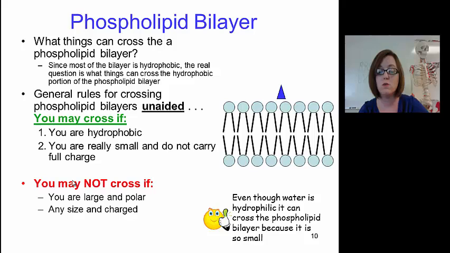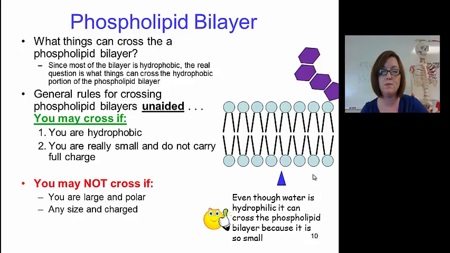It carries partial charge. So water actually can cross a phospholipid bilayer unaided, which almost sounds kind of like an oxymoron, right? Because we've established that this area in here does not like water, and water just crossed. Well, the reason why water can cross is because it's so small, it's practically invisible to the hydrophobicity of the layer. And really, water does have a hard time crossing, to be honest, but it can cross.